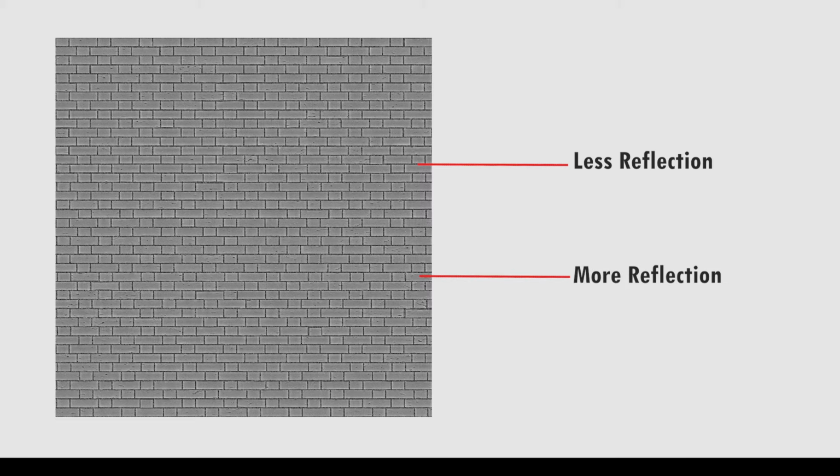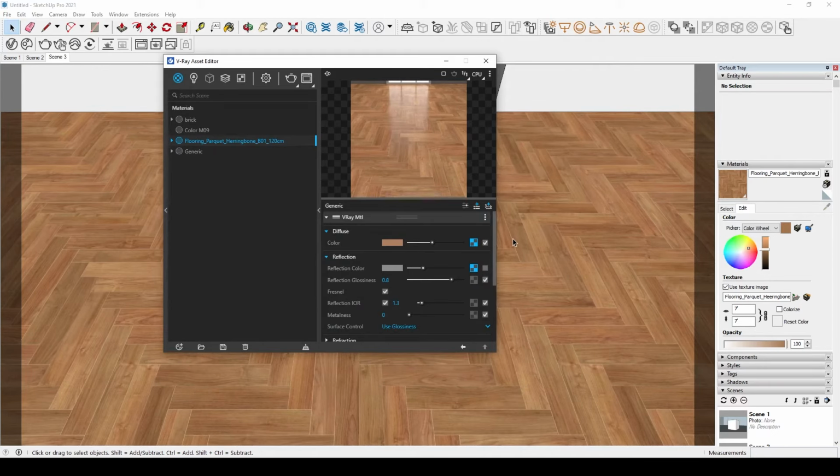Now on to the last step, adding the reflection or specular map. A reflection map is a black and white image that tells the computer where light should or should not be reflected. The darker area means less reflection and the lighter area means more reflection. I will use this model to demonstrate it.